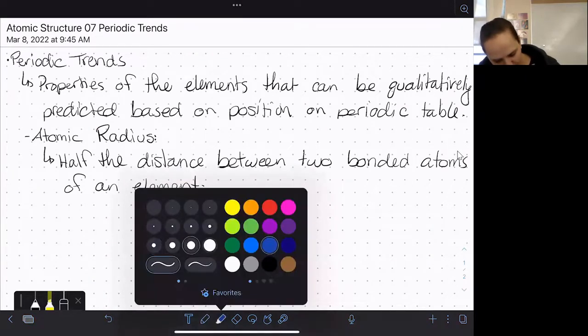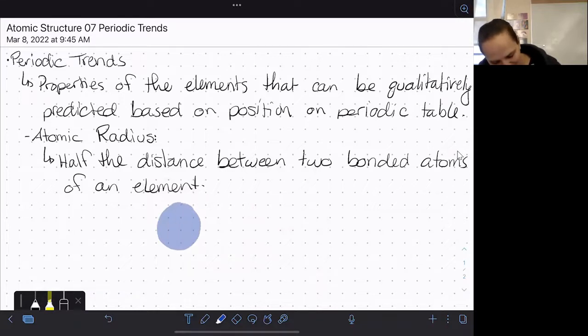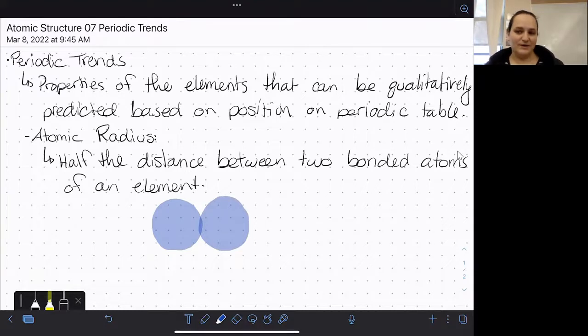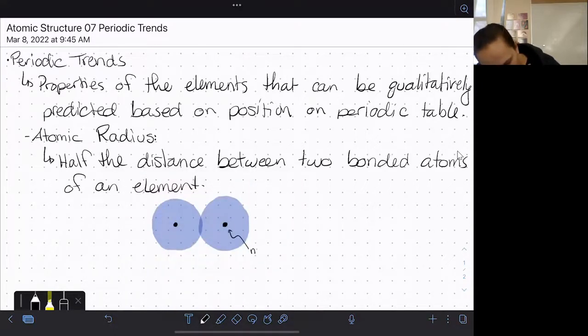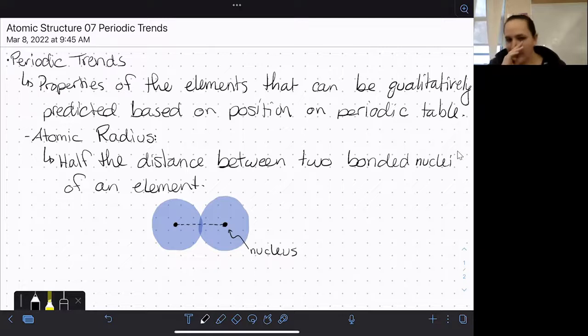So if we envision 2 atoms bonded together of the same element, we'll talk about this a lot more in later units, but a chemical bond is actually just when the orbitals in your 2 atoms overlap a little bit, so that there is a region of space where electrons from both atoms can coexist. Bonded atoms would look more or less like this. We have our nuclei in the center, and the distance between our bonded nuclei is just the straight line between them. So the atomic radius would be half that distance.